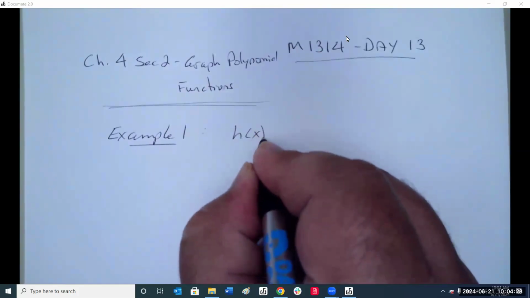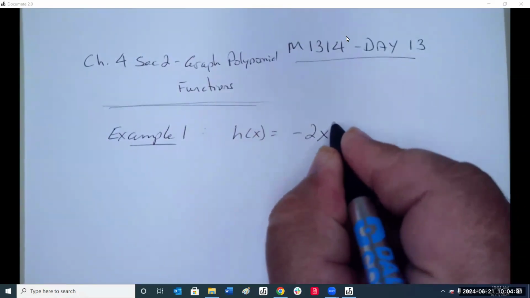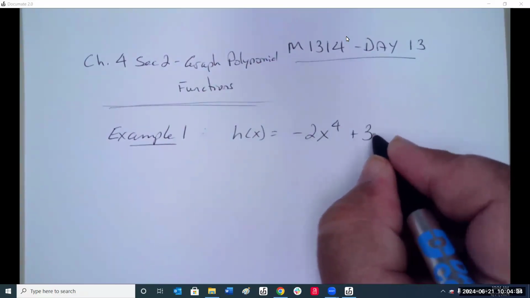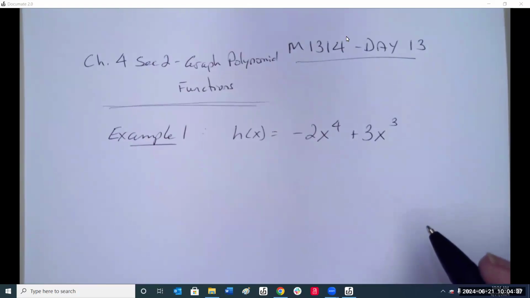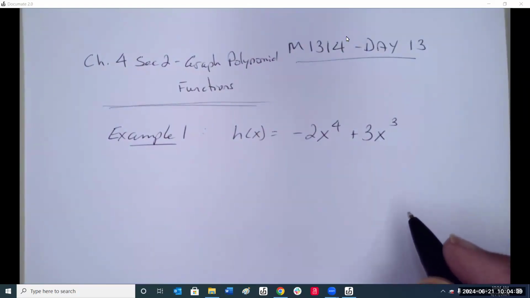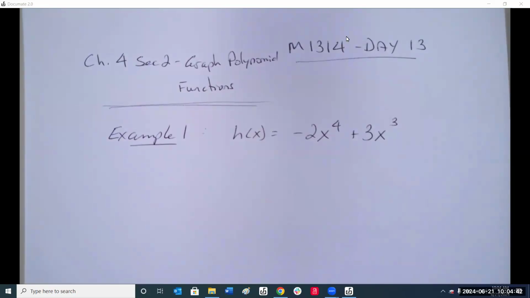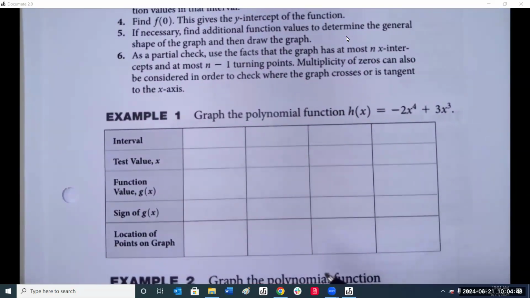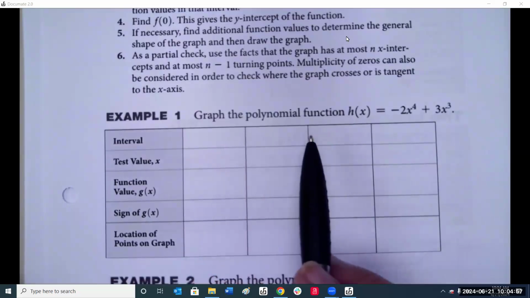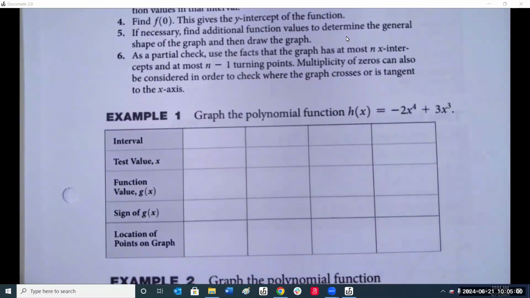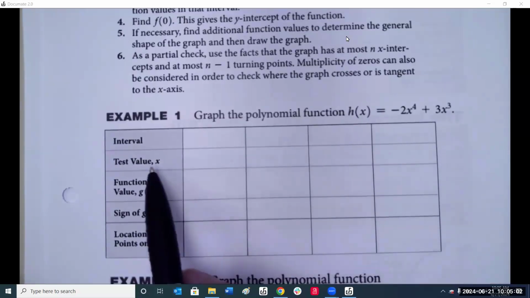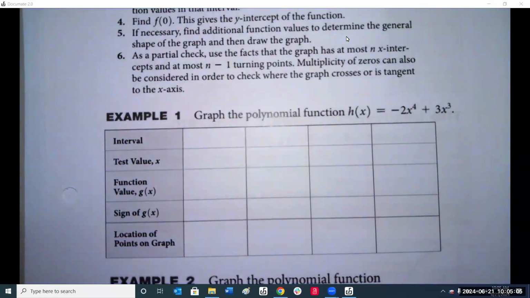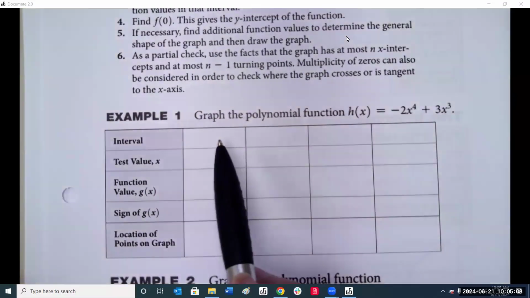Graph the polynomial negative 2x to the 4th plus 3x cubed. Now, the reason I put these boxes on your sheets is to help us look at each part of the function. What intervals do we have? Which intervals are above the x-axis? Which ones are below the x-axis? Take a test value inside that interval, and it'll tell us if it's below or above.